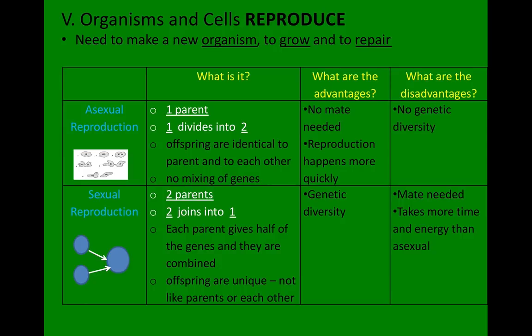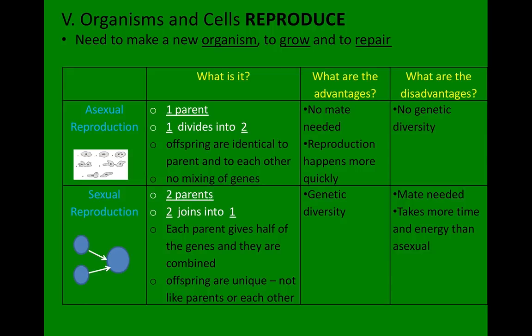The next type is sexual reproduction. This does involve 2 parents, where they each have specialized cells, where those 2 cells join to make one new offspring. Each parent gives half of their genes or half their DNA, and then is combined with the other half to create a unique offspring that is not identical to the parent or other siblings.